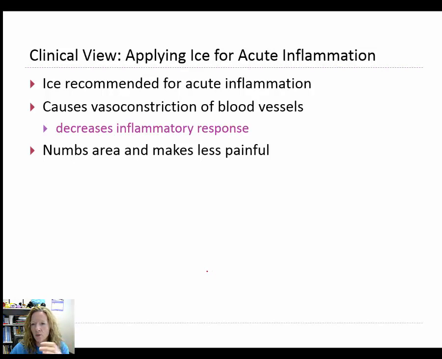Anytime that cold is being put on a vascular region, it is going to cause vasoconstriction. Vasoconstriction decreases inflammation because, remember, the video talked about how one of the big things that happens with inflammation is vasodilation. That is going to be a huge inflammatory response. So causing vasoconstriction is going to decrease that inflammatory response. Another thing that ice does is it numbs the area, so it kind of numbs those nerve endings and it doesn't make it as painful as it usually is.